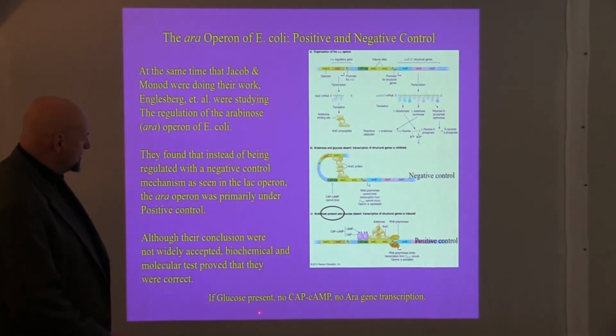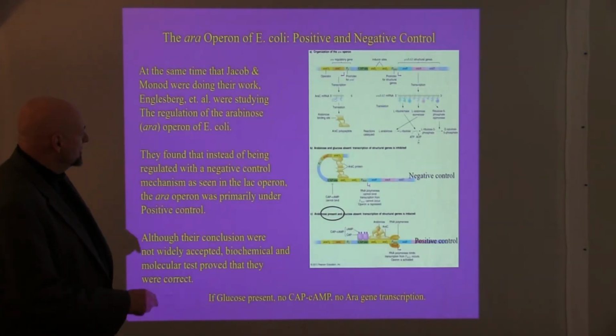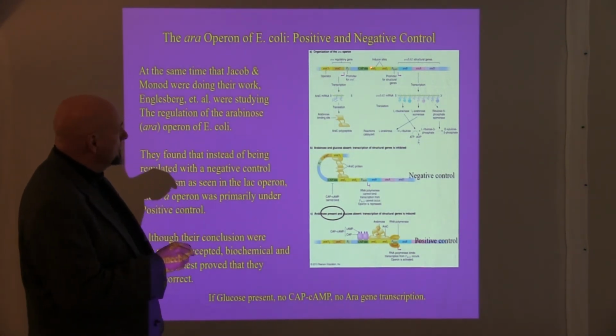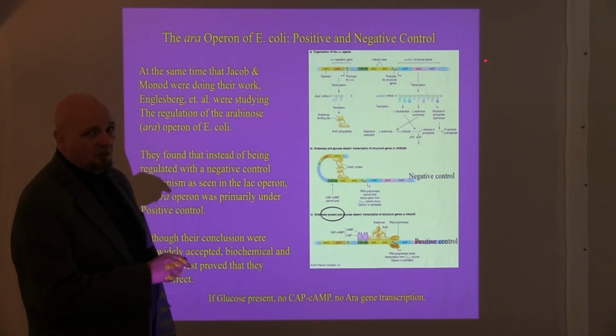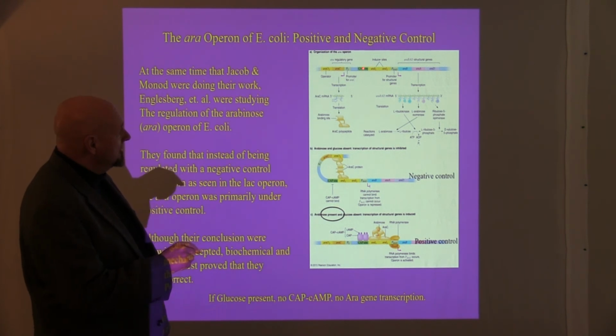So if glucose is present, there is no cyclic AMP. CAP comes into play here as well. And so you have no gene transcription if glucose is available. So if we look at this closely, just like in the other ones, you have an operator system. You have, in this case, their inducer sites are called araI1 and araI2. And it has the promoter and things like that. Plus you have polycistronic messenger RNAs for this whole thing to be utilized. It also has a CAP site back here.